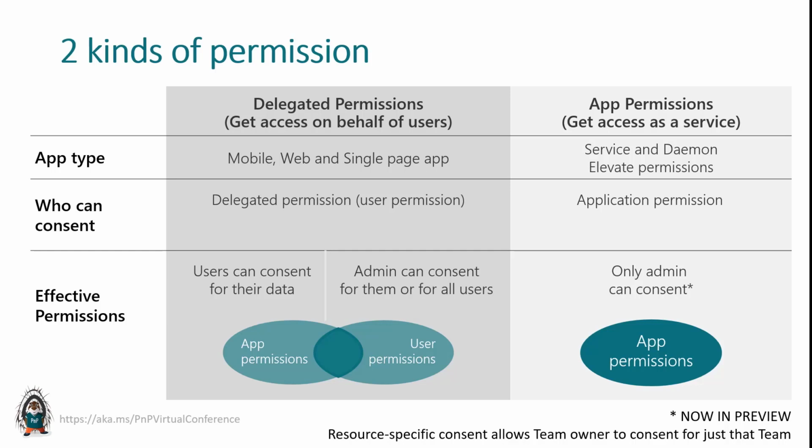On the other hand, app permissions are carte blanche. They give the application access to everything in the tenant. So files.read would mean any file in the tenant. So app permissions are useful for background processing and daemon applications, and also to elevate permissions.